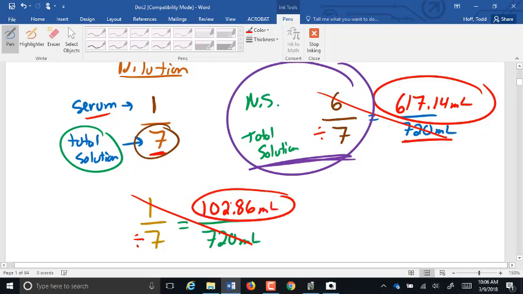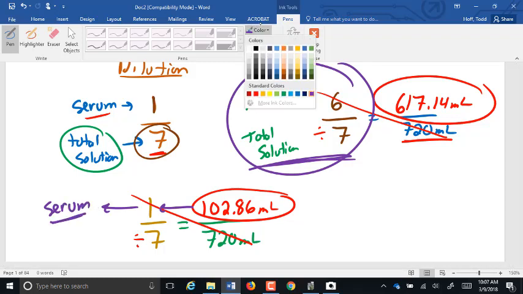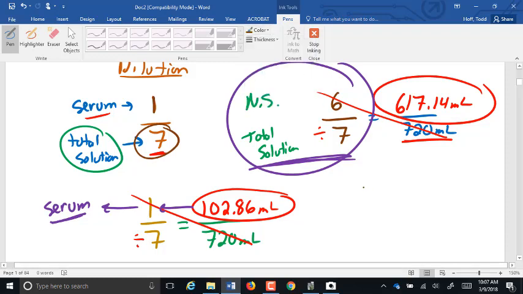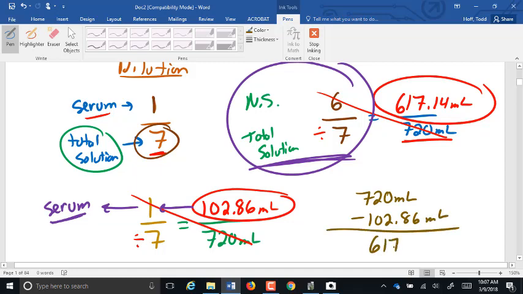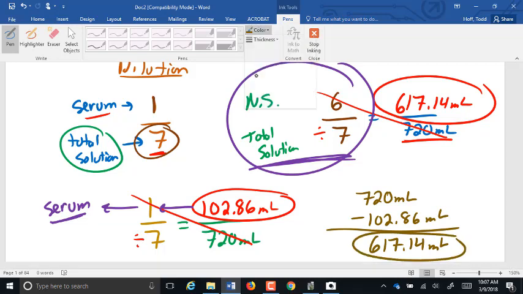But what does that 102.86 milliliters represent? Yeah, it represents the same as the 1 does, which is the amount of serum. So if we wanted to know the amount of saline, we would have to subtract. There you go. Our total solution of 720 minus 102.86, and that will give us the 617.14. So in this problem, that would work. But there are other problems where that won't work.